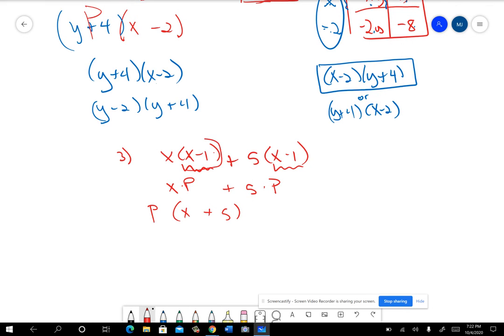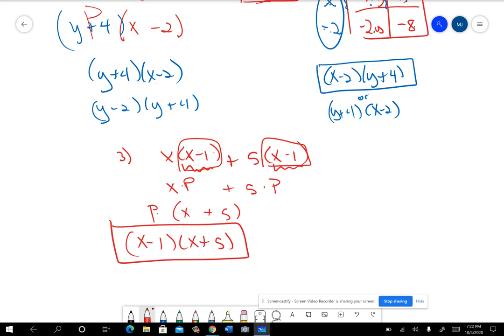You just got to get used to seeing this as a chunk that can be factored out of two terms. And so that p is really the x minus 1, isn't it? And so then that would be the way to finish it. Okay. This one right here was kind of like an intermediate step. Like they gave you a problem that was halfway done. That's what made it so hard.